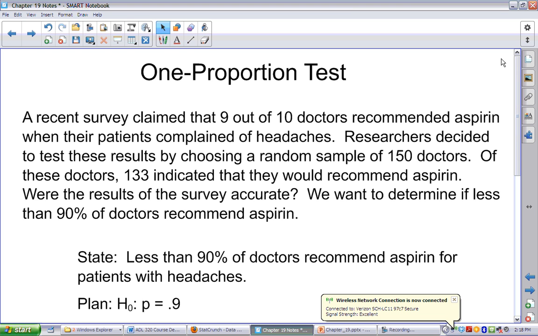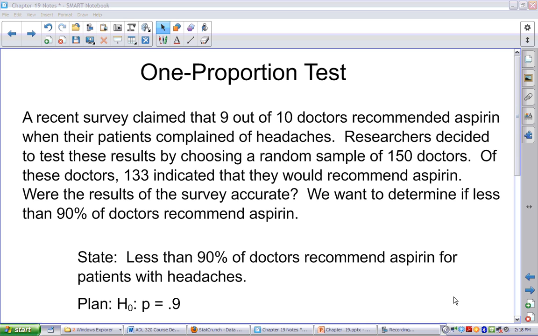So they decided to choose a random sample of 150 doctors and to ask them if they would recommend aspirin in this situation. And of those 150 doctors, 133 indicated that yes, they would recommend aspirin. So we want to determine if the results of the survey were accurate. And we're going to say that the group of researchers did not believe this. So they want to prove that less than 90% of doctors recommend aspirin in case of a headache.